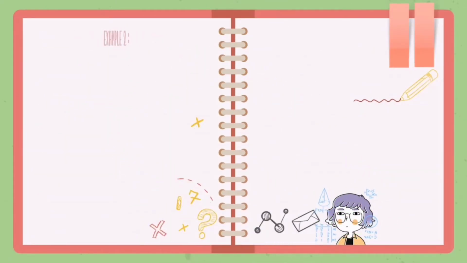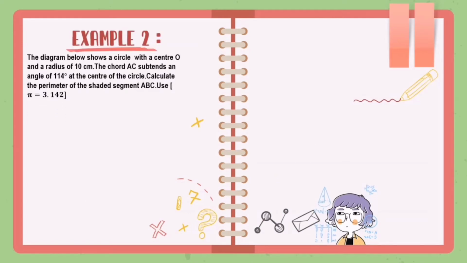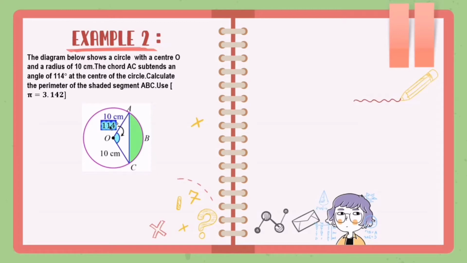Now let's look at example number 2. The diagram below shows a circle with center O and a radius of 10 cm. The chord AC subtends an angle of 114 degrees at the center of the circle. Calculate the perimeter of the shaded segment ABC. Use pi equals 3.142. First of all, we need to change the degrees into radians by multiplying with pi over 180. So we will get 1.990 rad.